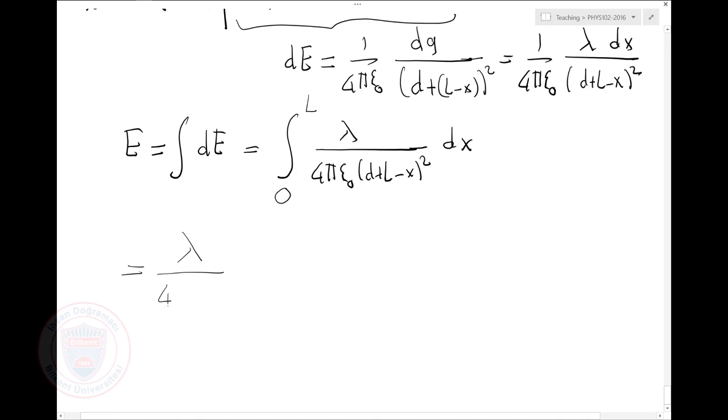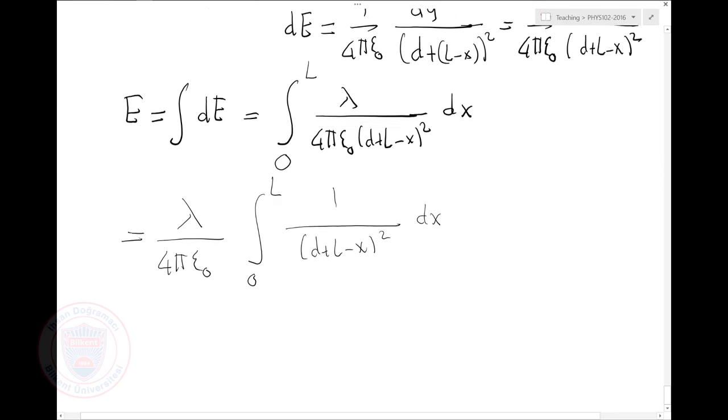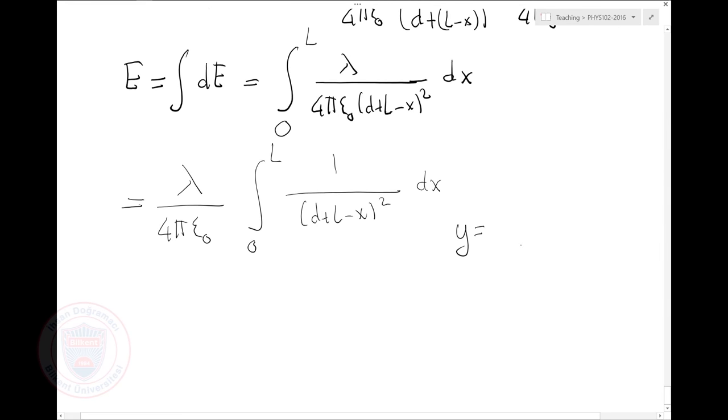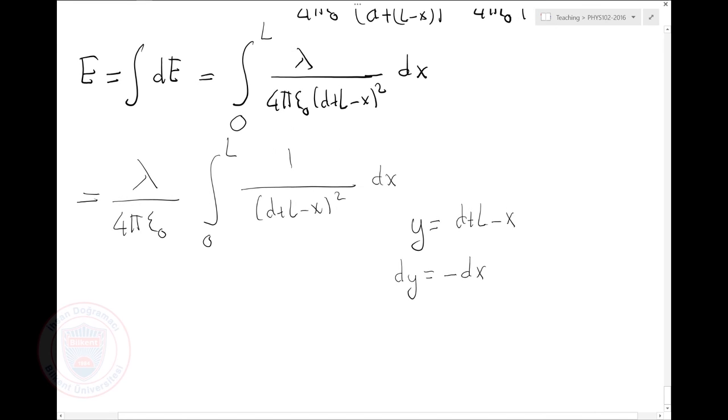Lambda is a constant. I take it out. 4 pi epsilon 0 is a constant. I take it out. From 0 to L, 1 over d plus L minus x squared dx. How do I evaluate this integral? Piece of cake. I'll just change my variables. Let me call y as d plus L minus x. Dy would be minus dx. When I do a change of variables, I must make sure I change the limits of my integration. If x is equal to L, y is d, right? If x is equal to 0, y is d plus L.